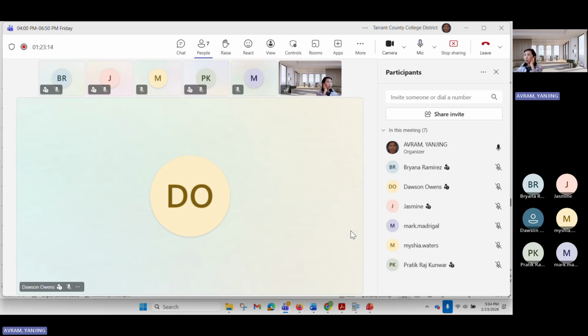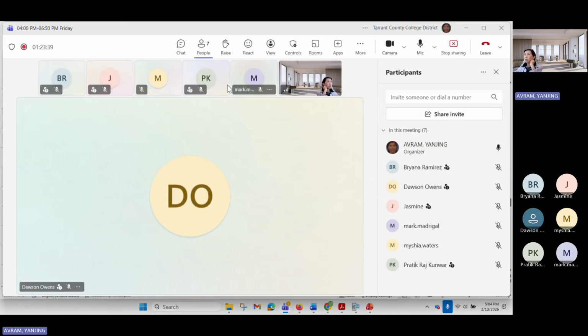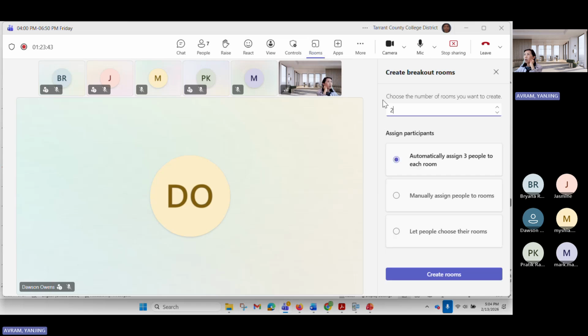I'm going to put you in a group for a minute, and then try to write down this one right here. I want you to talk to each other to see how you find a domain for these two, and what is the range as well, domain and range. So I want you to find a domain and range for both f and g. I'm going to separate you into probably two groups in here.